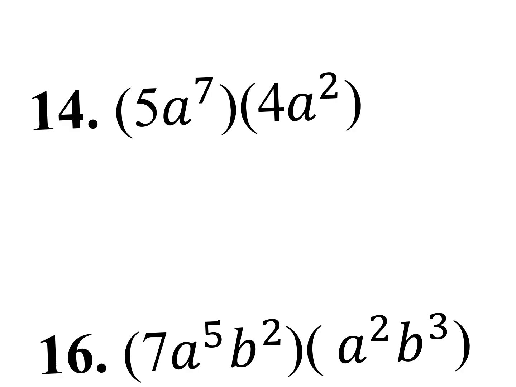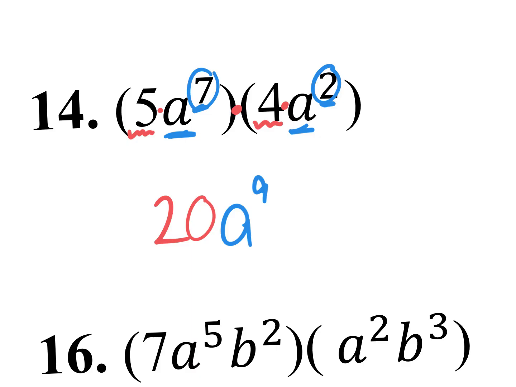And when you look at this, this really says 5 times a to the 7th times 4 times a to the 2nd. So we know that multiplying a to the 7th times a to the 2nd, all you do is add 7 plus 2 and get 9. That's rule 1. But notice that you have a regular number 5, called the coefficient of 5, and the coefficient of 4. Those are just regular numbers. So what is 5 times 4? That's 20. So there's a big coefficient of 20 on your answer. So the answer is 20a to the 9th.